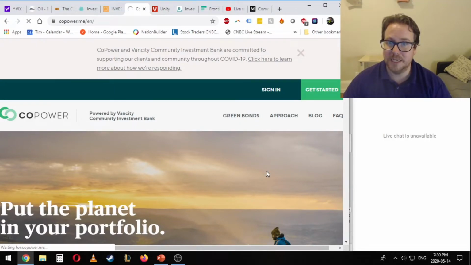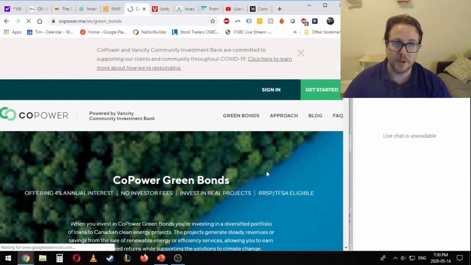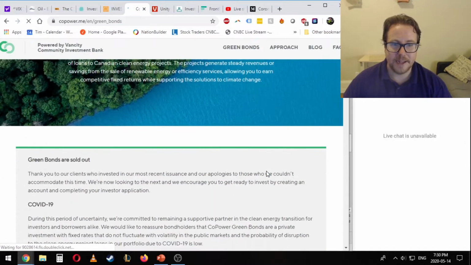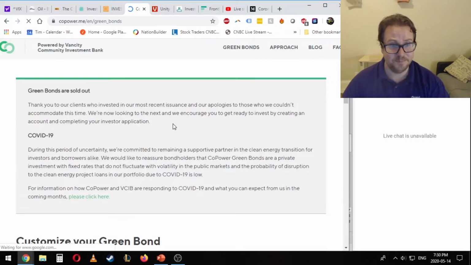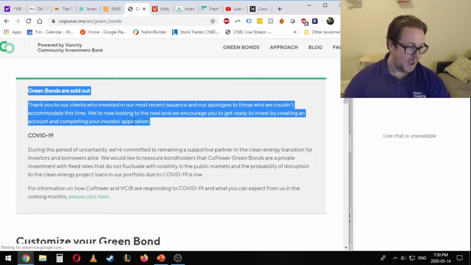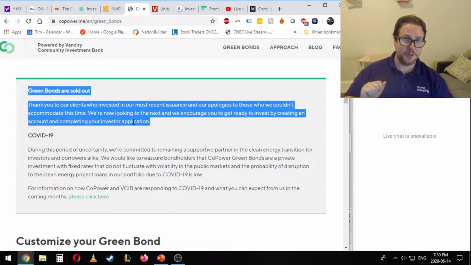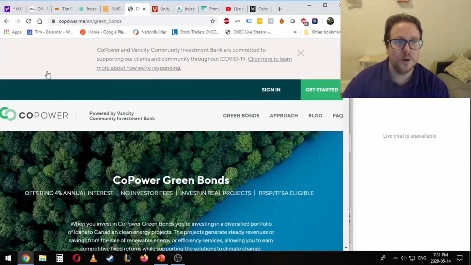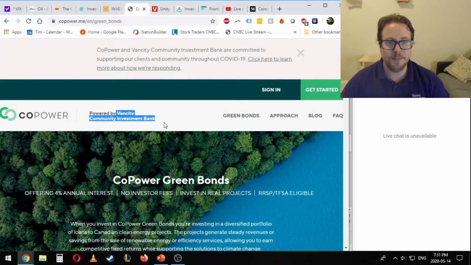CoPower, they issue green bonds, and they sold out. They opened up a new round, and I think they sold out, I want to say about $5 million. And they sold out very, very quickly, which was super impressive. And then Vancity. So CoPower is now owned by Vancity Community Investment Bank, which is national.